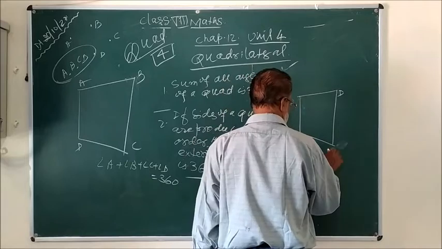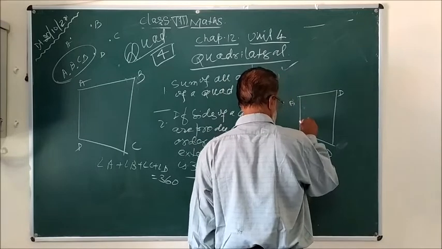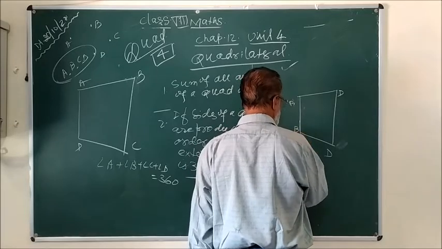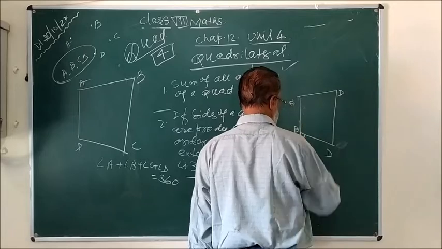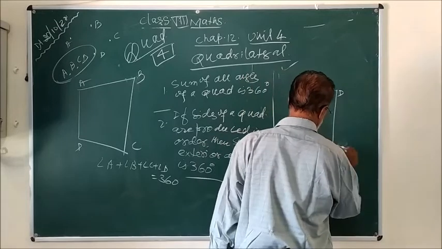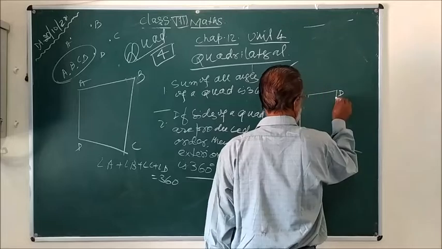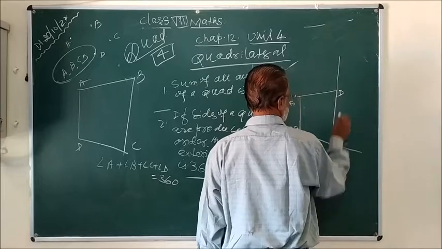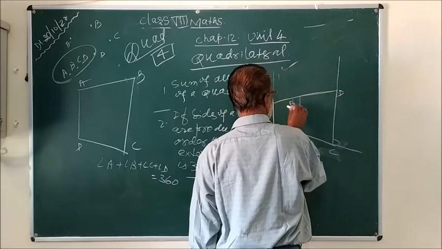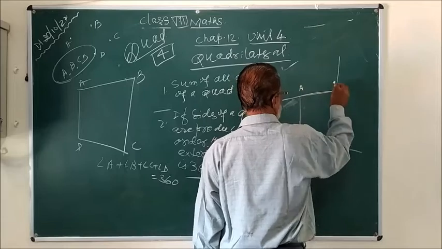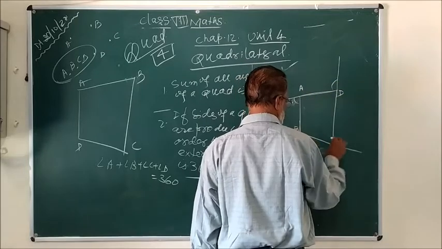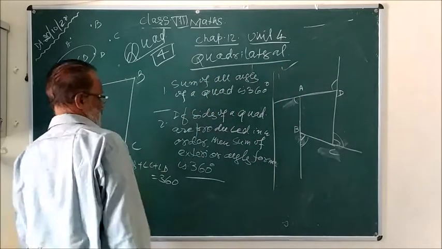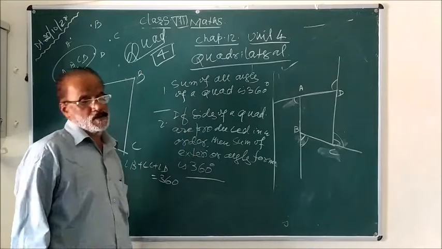So the second point is, if we extend the sides of any quadrilateral in order. We have extended AB, we have extended BC, CD, and DA. These are the exterior angles, and the sum of these four exterior angles is also 360 degrees. So these two points you will remember.